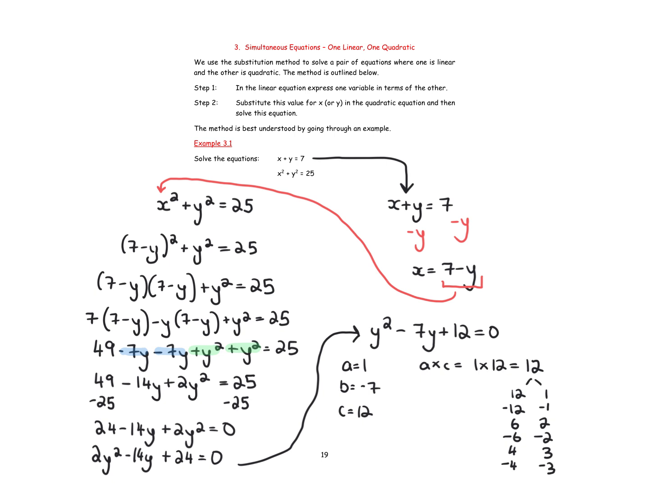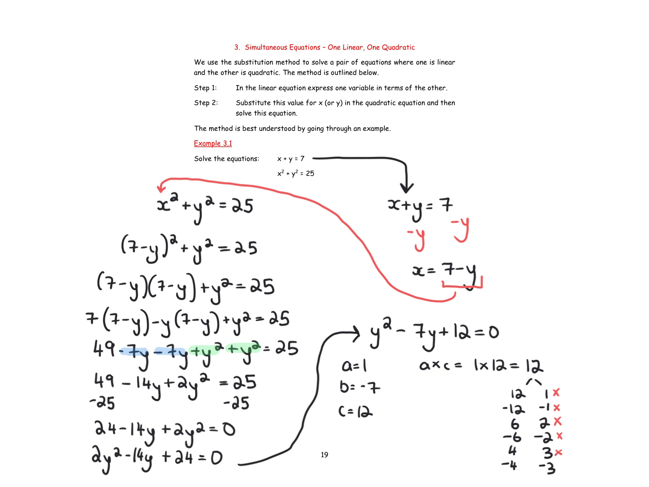Now we have to pick the ones that when you add them together will equal the b, and the b here is minus 7. So 12 and 1 is 13, so it won't be that. Minus 12 minus 1 is minus 13, so it won't be that. 6 and 2 is 8, so it won't be that. Minus 6 and minus 2 is minus 8, so it won't be that either. 4 and 3 is 7, so we're close. However, we need it to be minus 7, so it's not that.